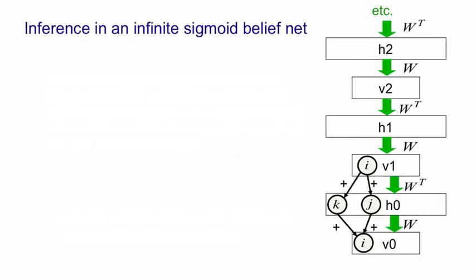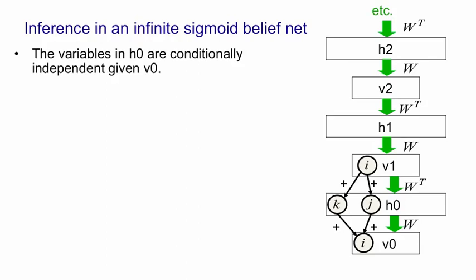Now let's look at inference in an infinitely deep sigmoid belief net. In inference, we start at V0 and then we have to infer the state of H0. Normally this would be a difficult thing to do because of explaining away. If, for example, hidden units k and j both had big positive weights to visible unit i, then we would expect that when we observe that i is on, k and j become anti-correlated in the posterior distribution. That's explaining away. However, in this net, k and j are completely independent of one another when we do inference given V0. So the inference is trivial.